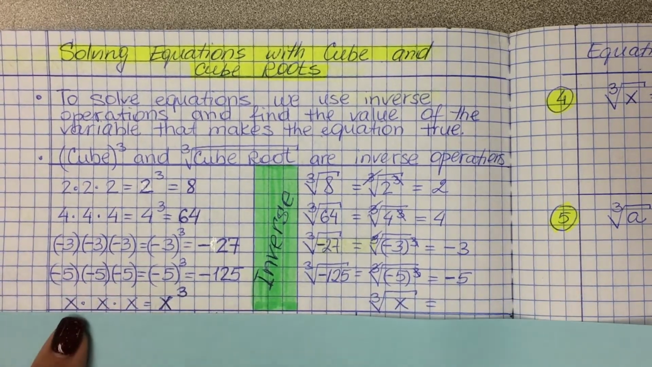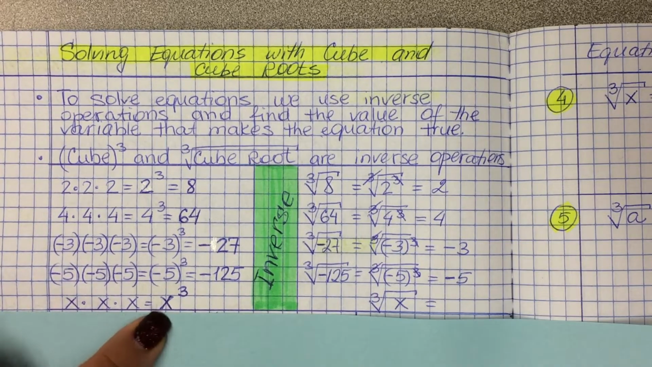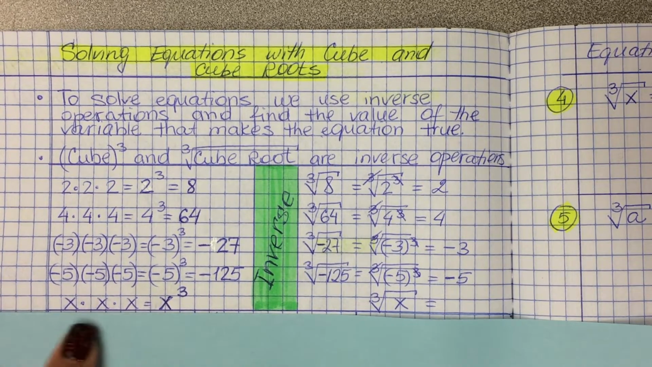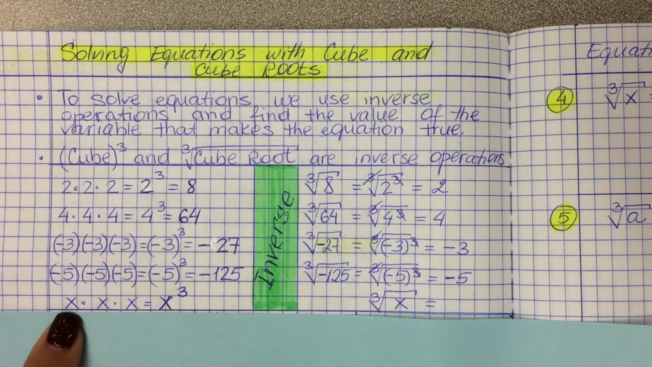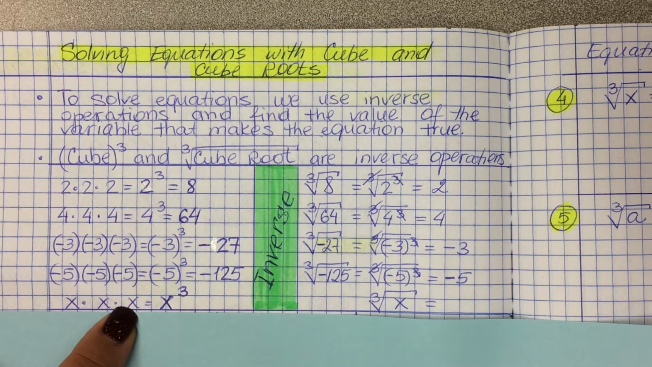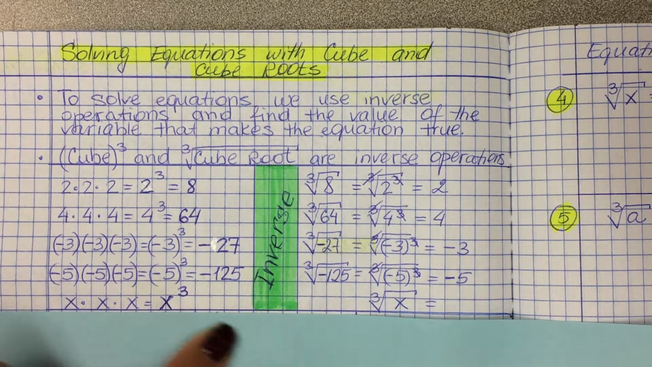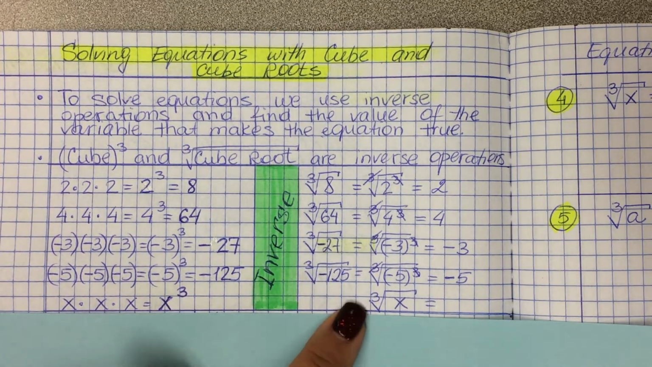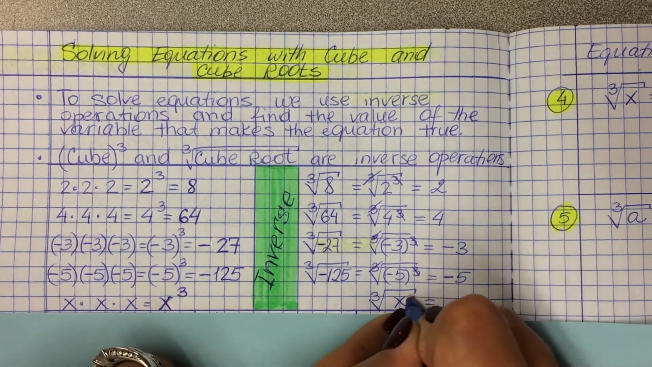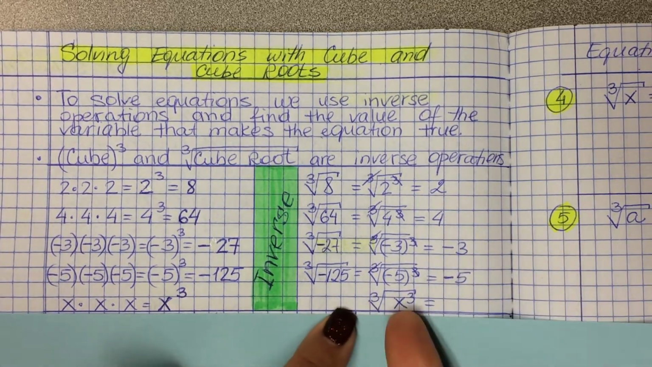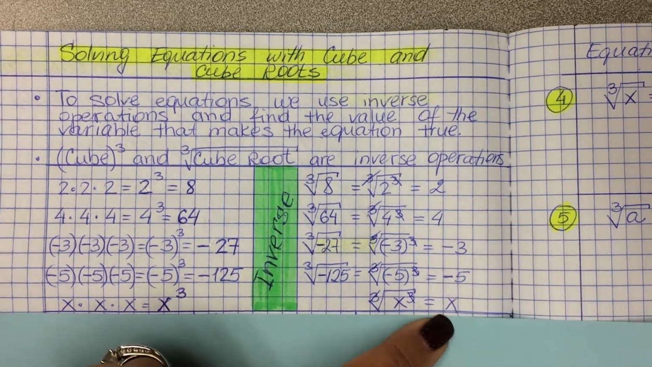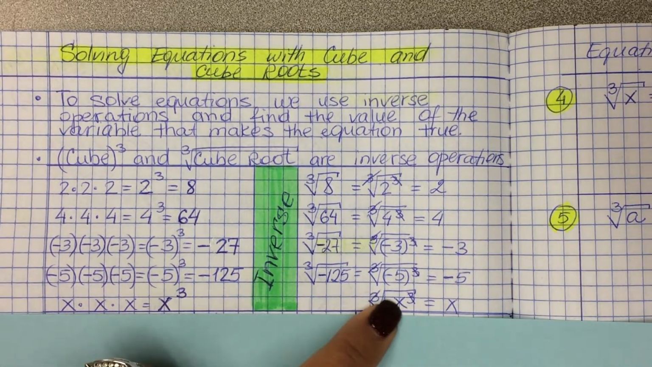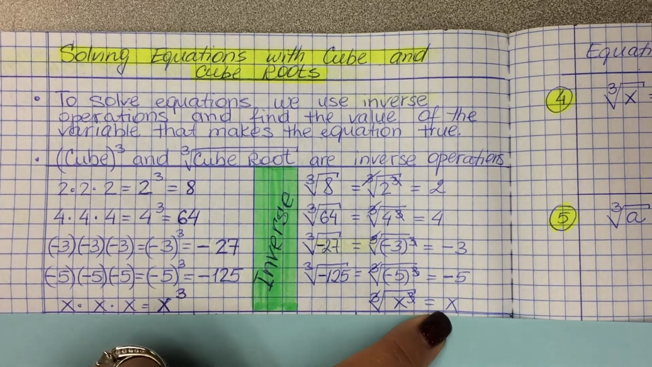Same goes for variables. x times x times x equals x to the third power. Or y times y times y will be y to the third power. Or any variable multiplied by itself 3 times will be that variable, keep the base, to the third power. The inverse operation will be the cube root of x cubed. Cube root and cube will cancel each other, so the value will be x. The cube root of x cubed will equal x.